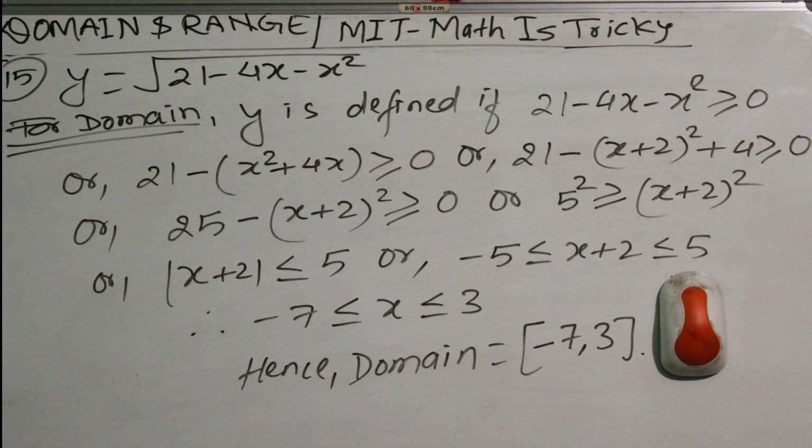Now we can solve this. 25, that is 5 square, is greater than or equal to (x plus 2) whole square. It means (x plus 2) whole square is less than or equal to 5 square. Taking square root, we get modulus of x plus 2 is less than or equal to 5. We know that modulus x less than or equal to a means minus a to a. So minus 5 is less than or equal to x plus 2, which is less than or equal to 5. By solving this, we get minus 7 is less than or equal to x is less than or equal to 3. That means our domain is between minus 7 and 3.